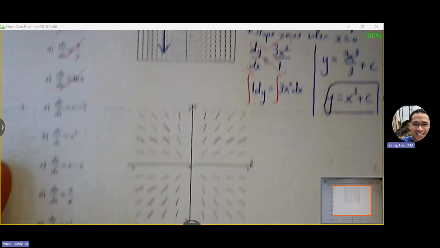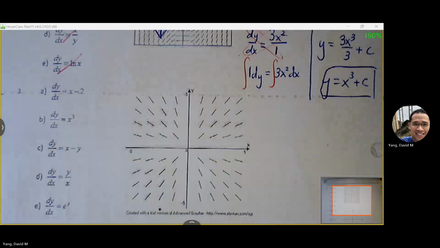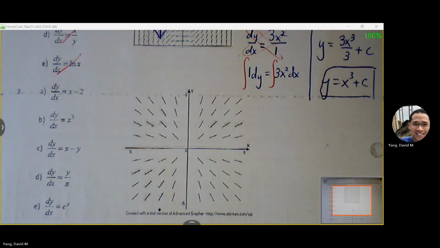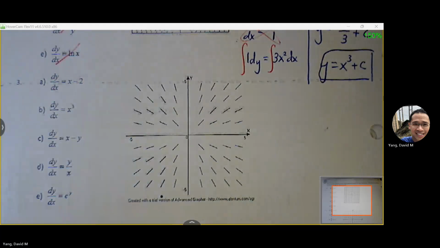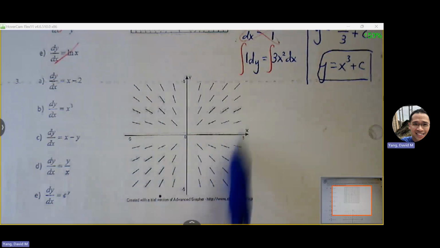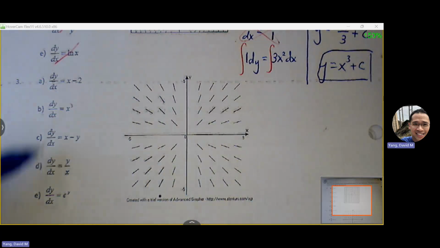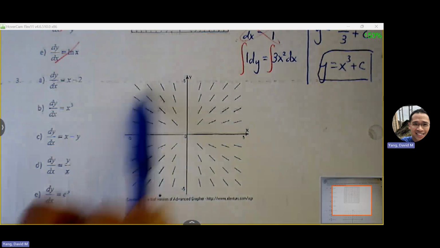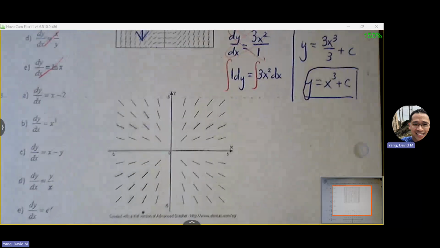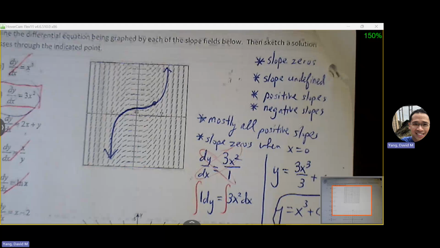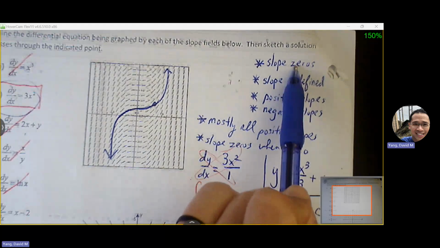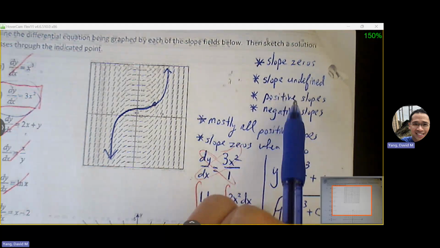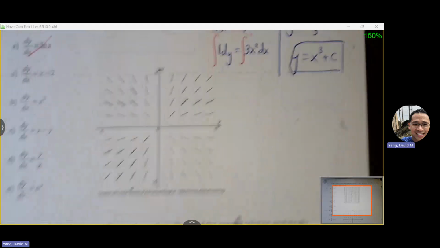All right, next up, number 3. Again, we're trying to match the differential equation that could fill out this graph the way that we see it. So again, we would like to look for 4 things. Do we see slope zeros? Do we see any slope undefined? Do we see positive slopes? Do we see negative slopes?